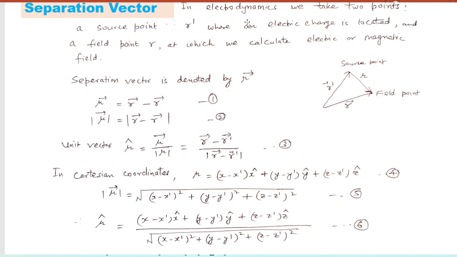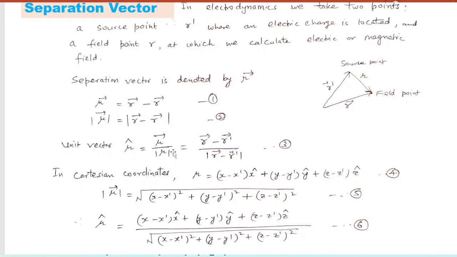Separation vector. In electrodynamics, we always have to take 2 points. One is the source point, where we put some electric charges, and the position vector of this is r prime, and there is a point where we need to find the field. So it is the field point. The position vector of the field point is r. Then the separation vector is denoted by this curly r or scripted r, which is the difference r vector minus r prime vector, and the unit vector is the separation vector divided by its magnitude.